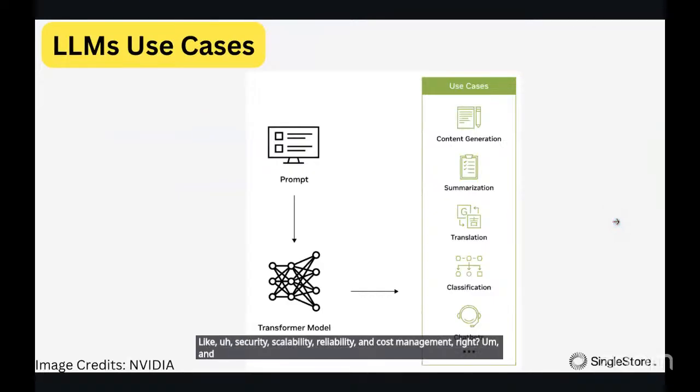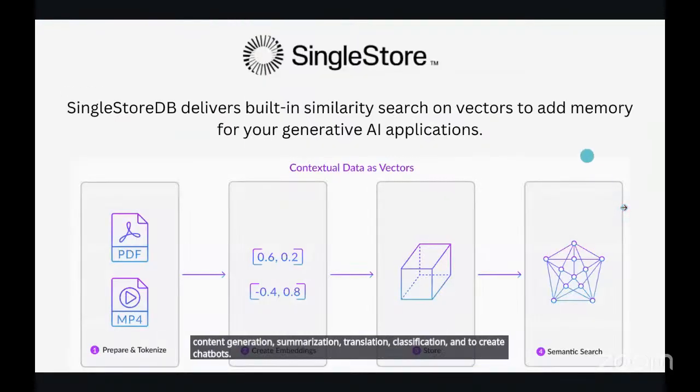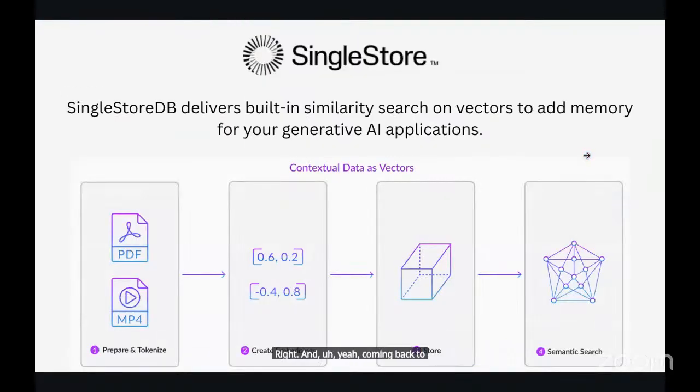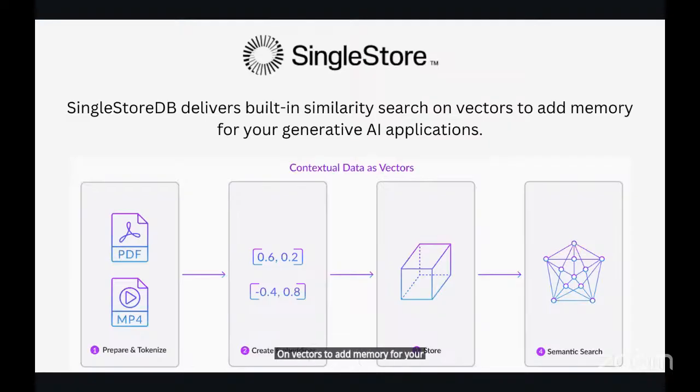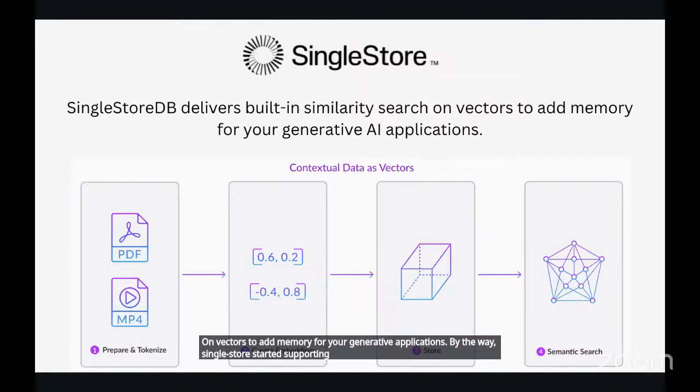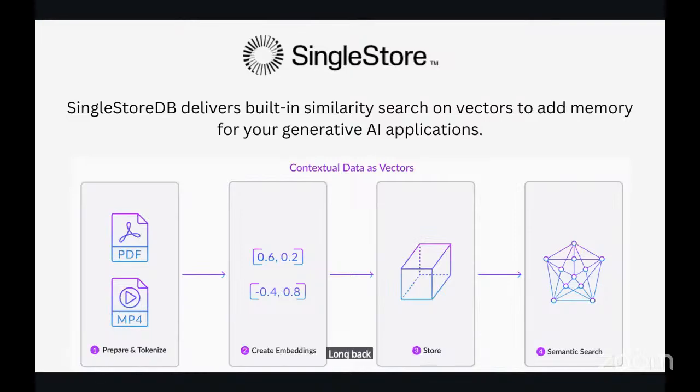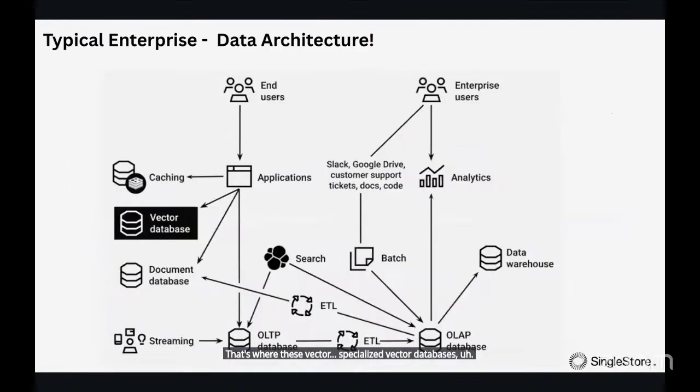And these are some of the LLM use cases. Like we saw, you can use them for content generation, summarization, translation, classification, and to create chatbots. And coming back to SingleStore, the database delivers built-in similarity search on vectors to add memory for your generative applications. By the way, SingleStore started supporting vectors long back in 2017, but because of all the hype around Gen AI, that's where these specialized vector databases started popping up.